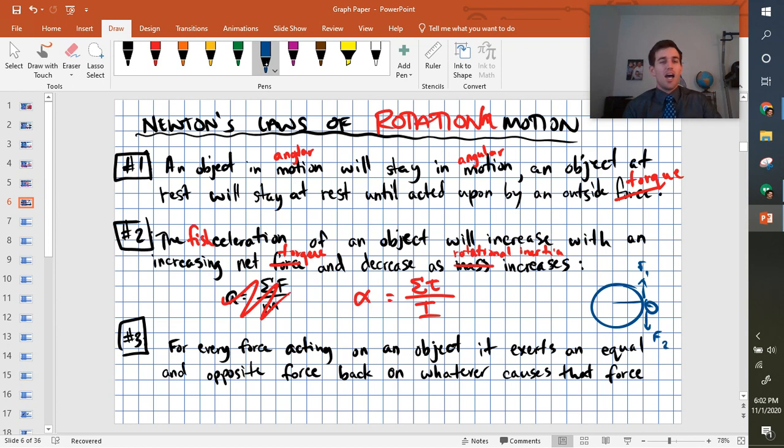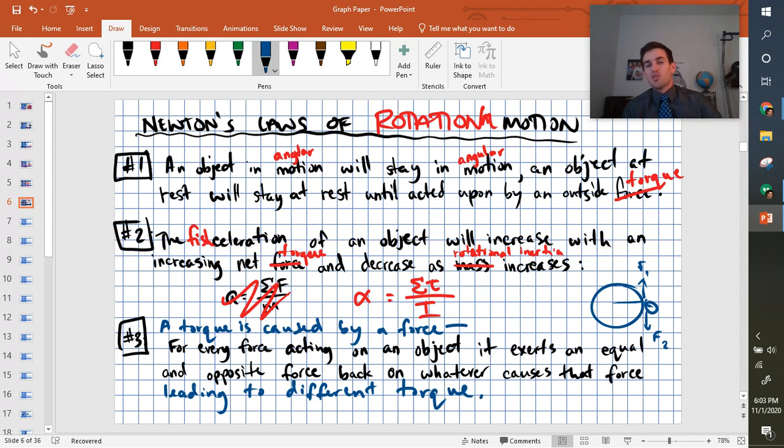We could say instead that a torque is caused by a force, and then we say for every force acting on the object, it exerts an equal and opposite force on whatever caused that force, leading to different torques. So that one gets more wordy and less useful, but just realize that the forces stay the same. That's still true, but the torques that come off of that are based on the radii, which can lead to different torques on the different objects.